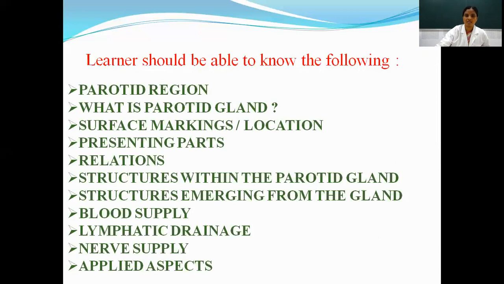Then we can divide these structures. Some of these structures are present within the gland. Then some structures emerge from the boundaries of the gland. Then blood supply of the gland, lymphatic drainage, nerve supply, and finally applied aspects. So these are the different objectives we are now going to know.